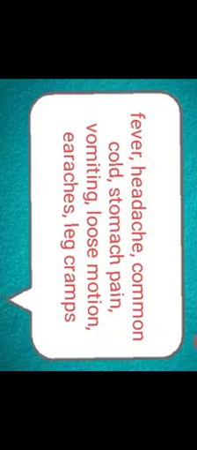Okay, so can you please read all these words or phrases here? The words are fever, headache, common cold, stomach pain, vomiting, loose motion, earaches, leg cramps. What do you think these words are related with? Do you see any relation between all these words?